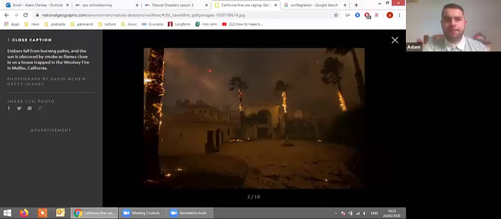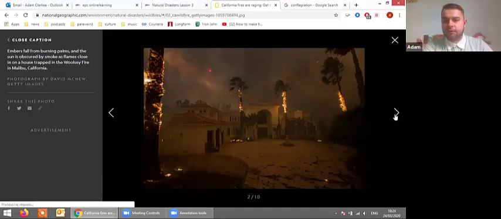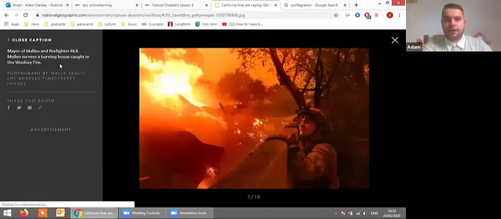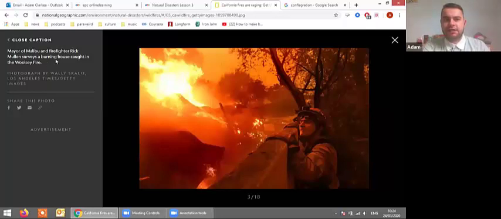Embers fall from burning palms and the sun is obscured. You can't see the sun because of smoke as flames close in on a house trapped in the Woolsey fire in Malibu, California. Mayor of Malibu and firefighter Rick surveys a burning house caught in the Woolsey fire.